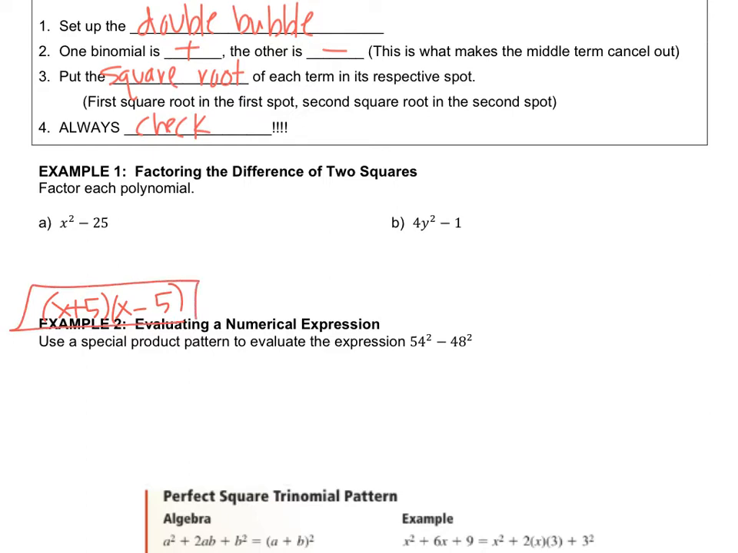It doesn't matter which one you put the plus sign in, but let's just double check, right? You get x squared minus 5x plus 5x minus 25. So there we go.